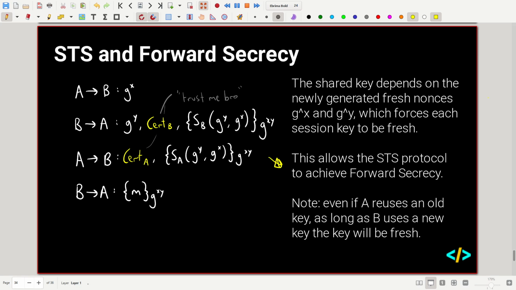This allows station-to-station to achieve forward secrecy, because even if they know the long-run private keys to the corresponding public keys, that doesn't mean anything if they don't have the session keys. Even if A reuses an old key, as long as B uses a fresh nonce, the new key will be fresh. So it's quite hard to attack. Even if you have control over one of the keys, B also has to reuse the same key to generate the same shared symmetric key.